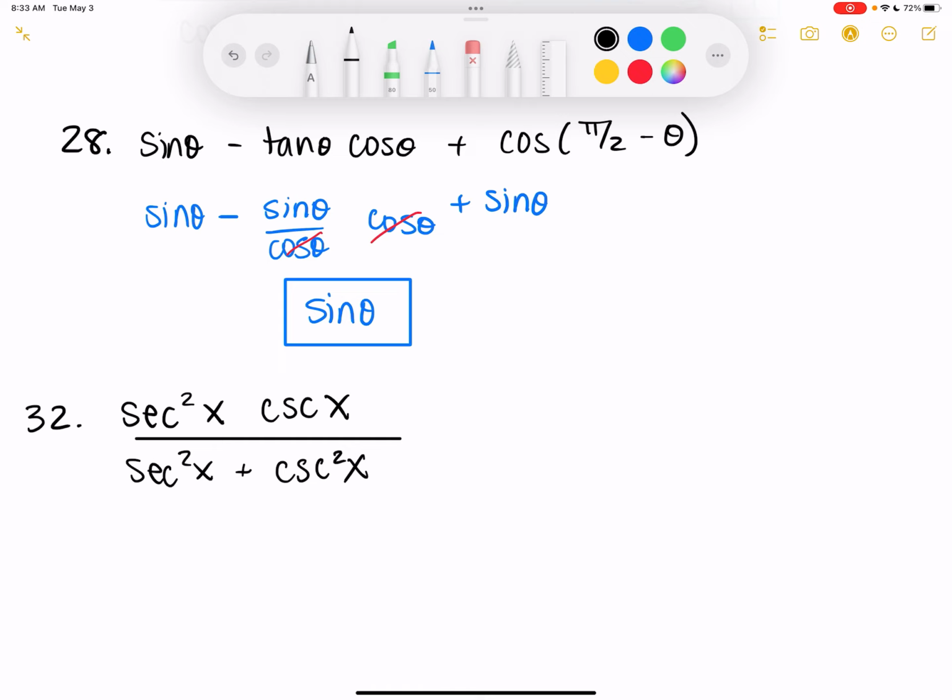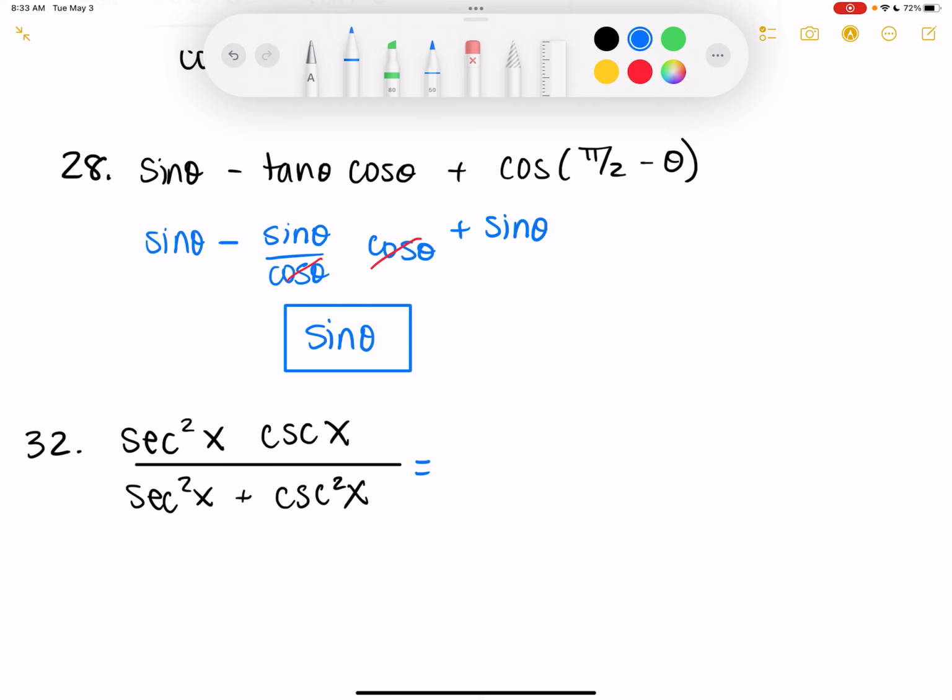All right, 32: secant squared of x times cosecant of x over secant squared of x plus cosecant squared of x. Why are some of them squared and some of them aren't? Well, you could probably change cosecant to 1 over sine. Wait, is that right? No, secant and cosecant aren't the same.